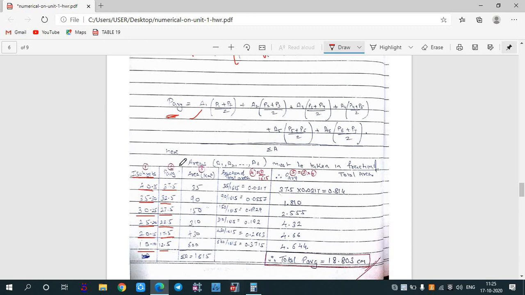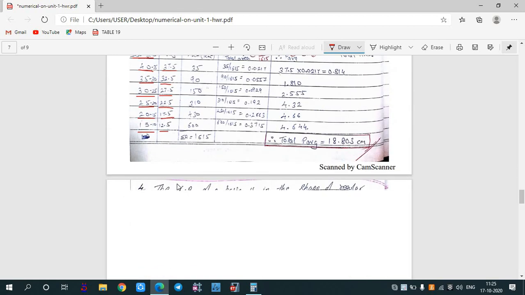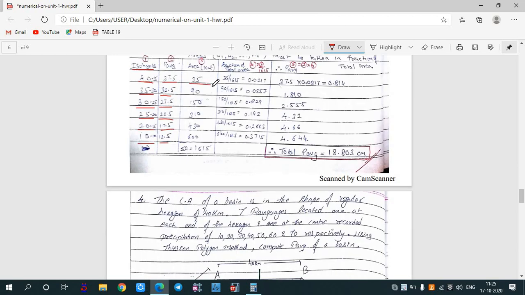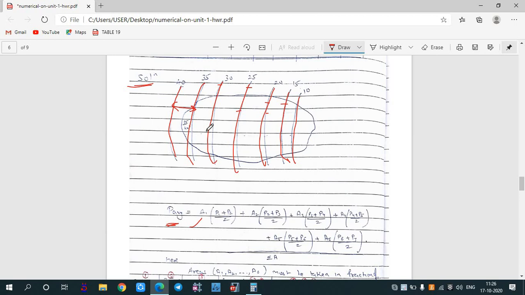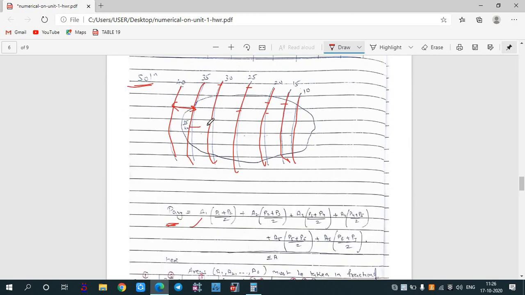Now we need to consider the catchment area under these isohyets. So as you can see in this diagram, the first area under the isohyet is between 40 and 35, and that area is 35. So we will take 35 in this area. After that, from 35 to 30, 90 square kilometers is coming. So we'll take this area.